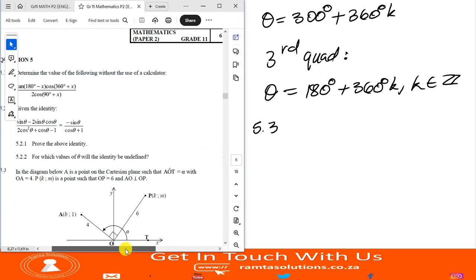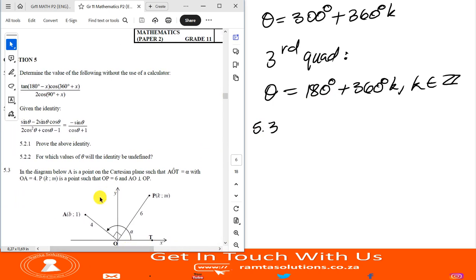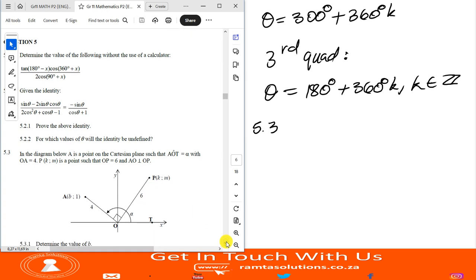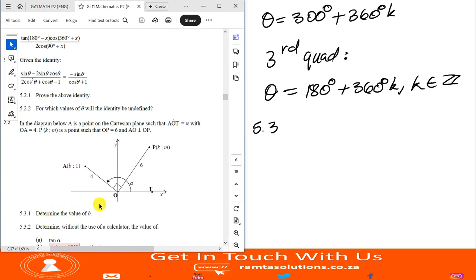5.3 says, in the diagram below, A is a point on the Cartesian plane such that angle AOT is alpha, with OA equals 4. P having coordinates (K, M) is a point such that OP is 6 units and AO is perpendicular to OP. Cool. So where's the first question? 5.3.1, determine the value of P.